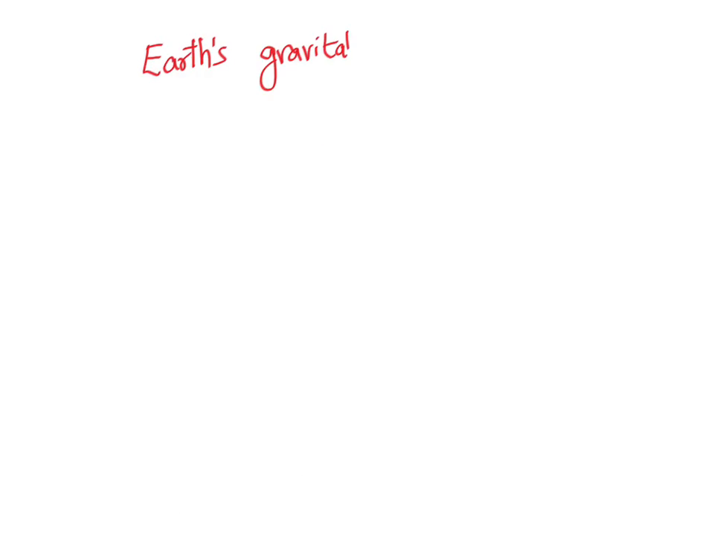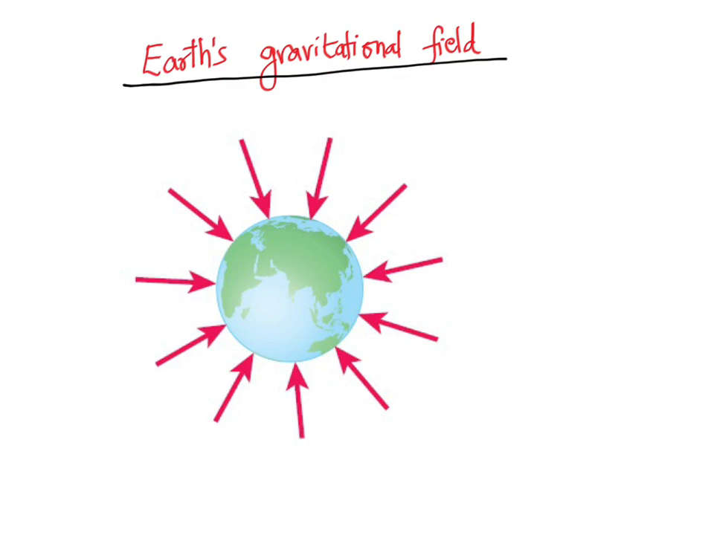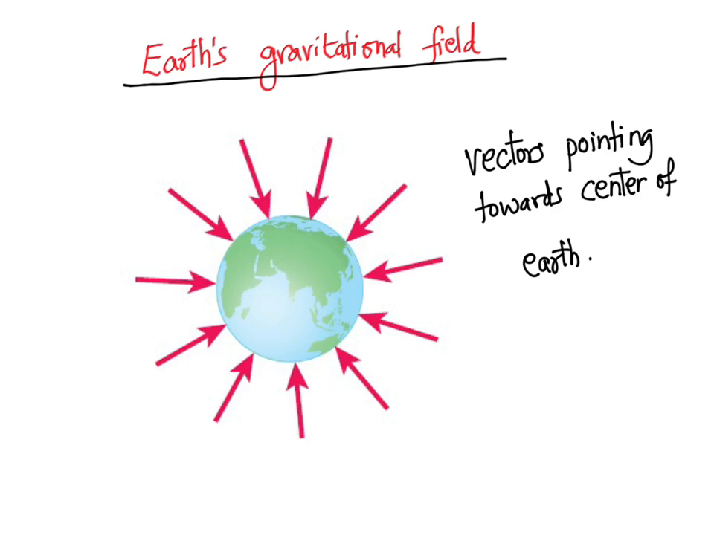Let me end this video with the Earth's gravitational field. If you want to show it on a diagram, how will we show it? We will show it with some arrows, which are actually vectors that point towards the center of the Earth, and that's how we will show the gravitational field of the Earth.